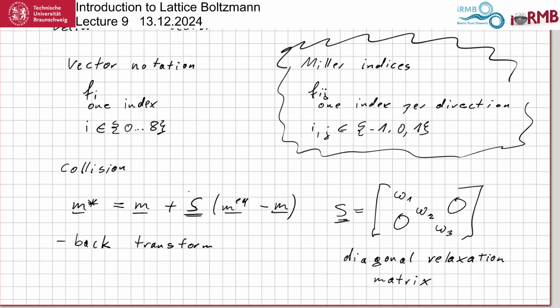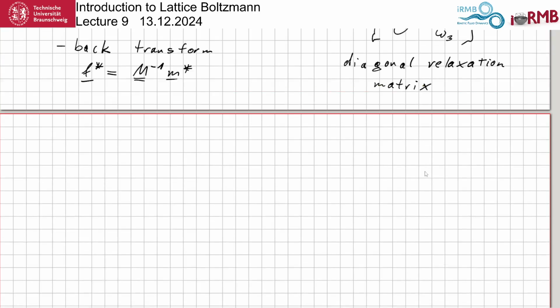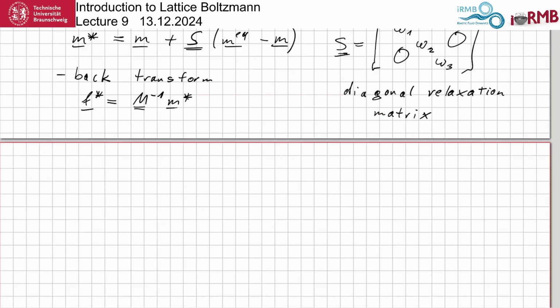We have the back transform, then we have F after collision equal to the matrix to the power of minus 1, so the inverse of that matrix. Now the matrix has u, and then we have the post-collision part, and once we have the post-collision part, we can do the streaming.